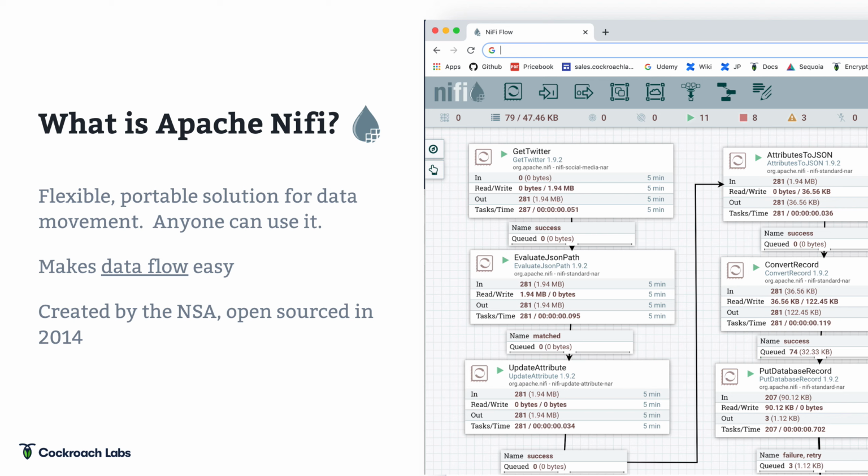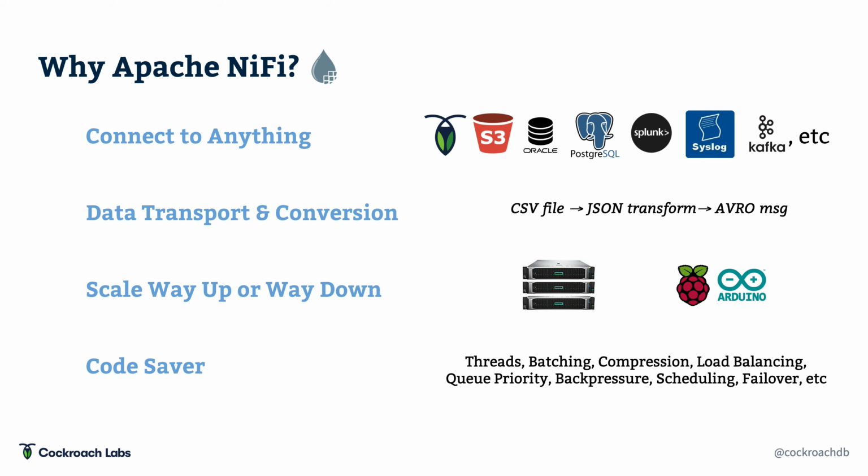It allows you to get data from one point and transport it, convert it, and place it into another area, whether that's a database or a file system or a message queue. It's very flexible and portable. Anyone can use it. It was originally created by the NSA way back when. I actually don't remember the exact date where it was created. I want to say it was just before 2010, maybe 2008. And then it was open sourced into the Apache Software Foundation in 2014 and is used widely by a variety of companies out there. All right, so let's talk about what you can do with Apache Nifi.